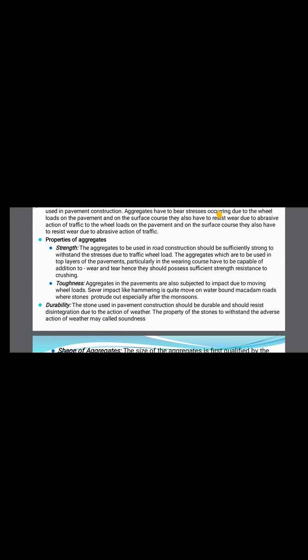The durability. The stone used in pavement construction should be durable and should resist disintegration due to the action of weather. The property of stones to withstand the adverse action of weather may be called the soundness test. Okay. Then the shape of aggregate is also an important factor.